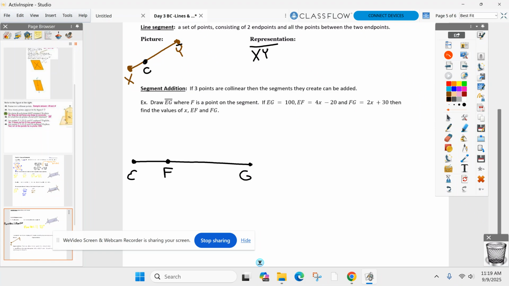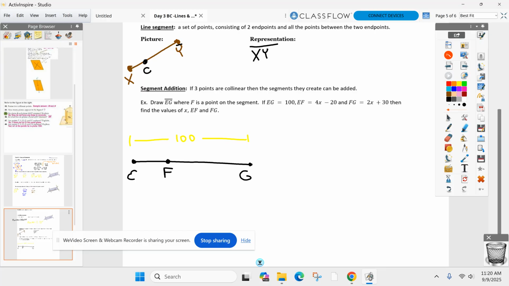Now look what happened, and this is not a typo. Look how I wrote EG up there. What's missing? The line segment symbol. If the symbol is missing, it is now telling you the length. So EG has a length of 100. 100 what? Doesn't matter. EG is 100 units long. If you do not see the symbol above, it's telling you the length. Now EF, everyone see I dropped the symbol?